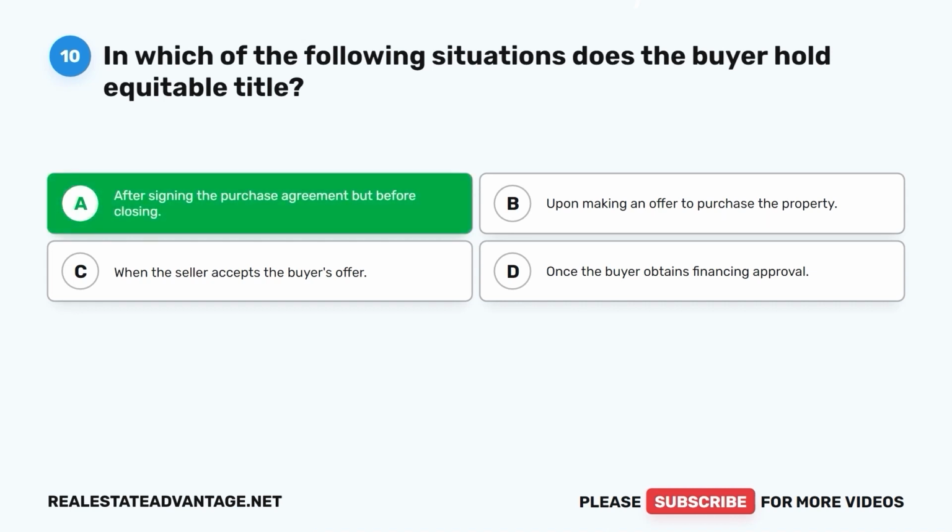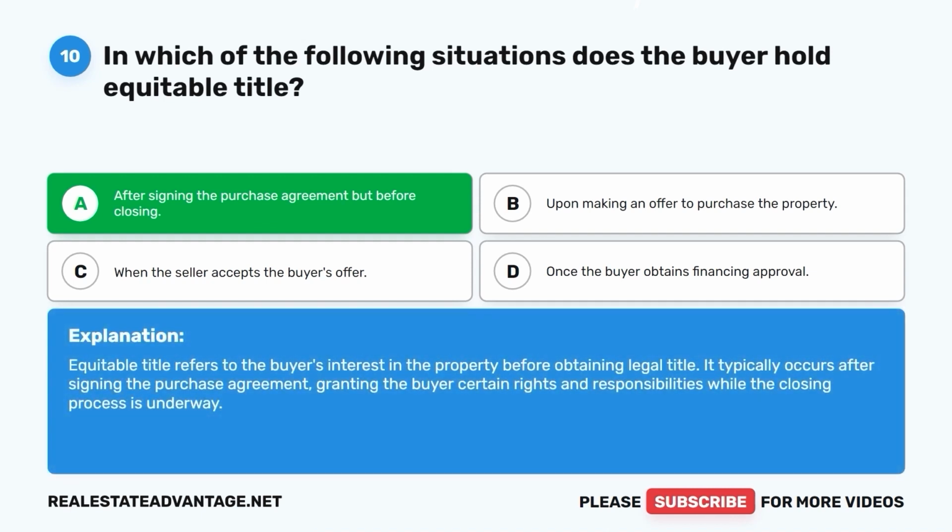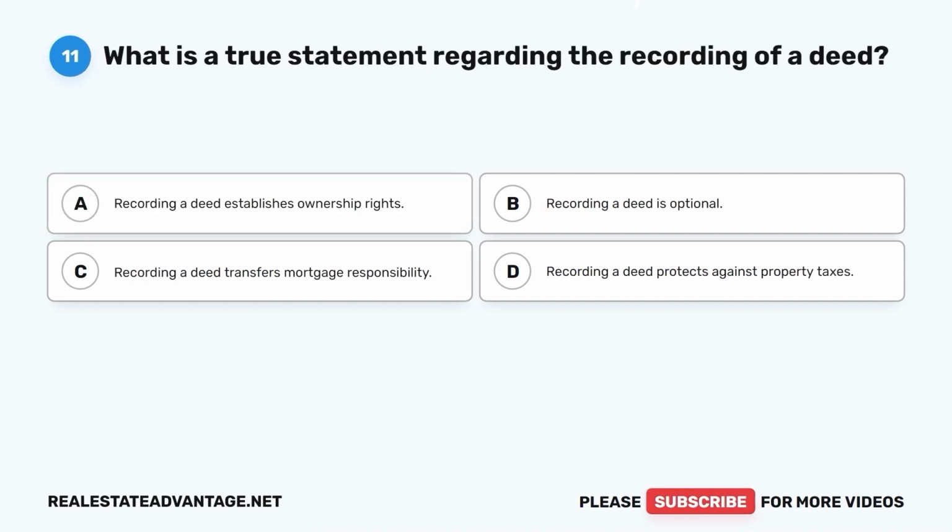The correct answer is A. After signing the purchase agreement but before closing. Equitable title refers to the buyer's interest in the property before obtaining legal title. It typically occurs after signing the purchase agreement, granting the buyer certain rights and responsibilities while the closing process is underway.